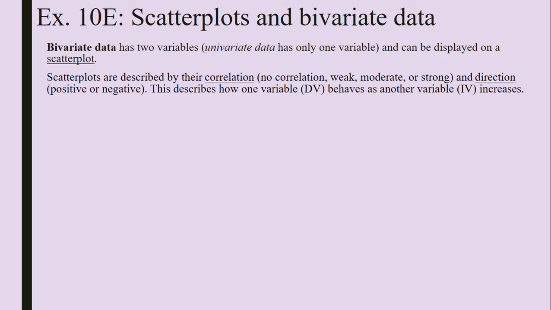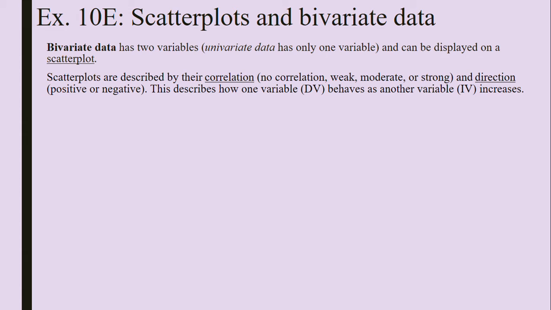Today we'll be looking at Exercise 10E, Scatterplots and bivariate data. So we'll start with the definition of bivariate data. Bi means two, and variate means variables. So bivariate data has two variables, unlike univariate data, which is what we've been looking at previously in our box plots and our 5-number summaries, etc.